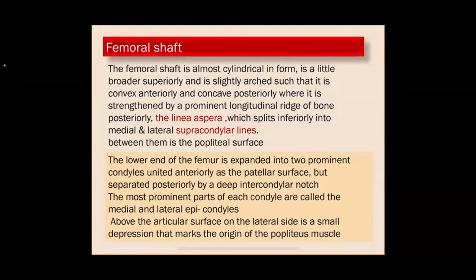The lower end of the femur is extended into two prominent condyles, united anteriorly as the patellar surface, but separated posteriorly by a deep intercondylar notch. The most prominent part of each condyle are called the medial and lateral epicondyles. Above the articular surface on the lateral side is a small depression that marks the origin of the popliteus muscle.